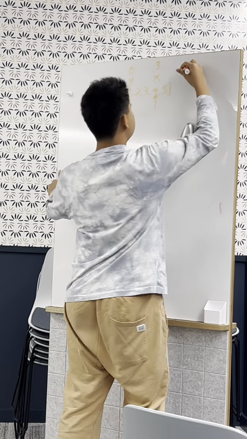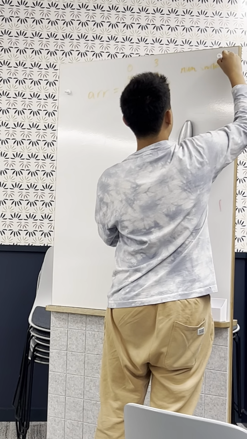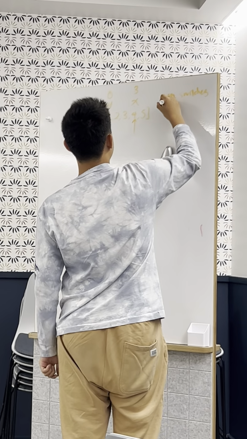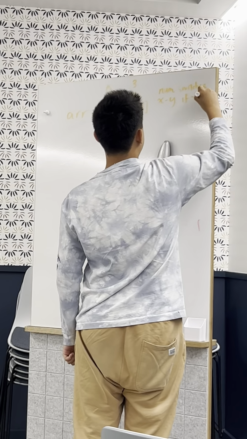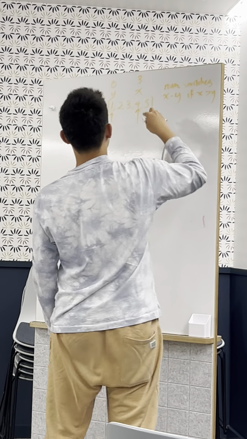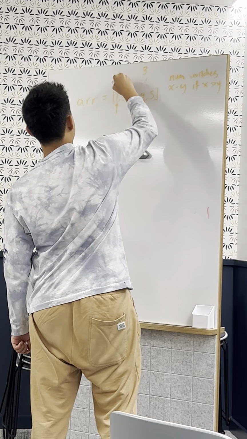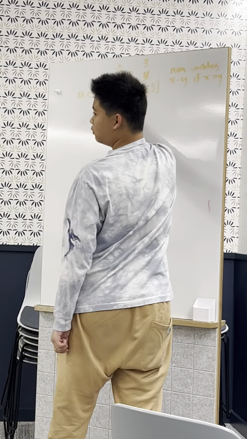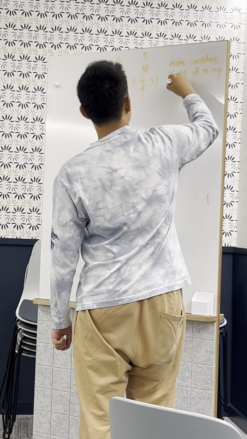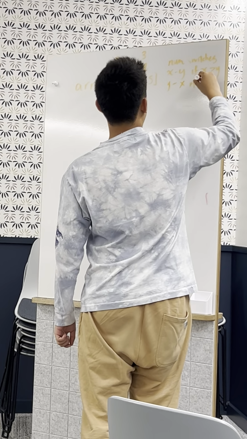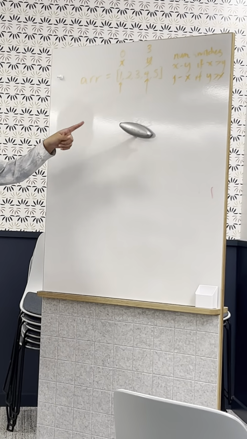So the number of switches, I'm going to say num switches, is always going to be x minus y if x is greater than y. And suppose we switched it. Suppose this was x, and this is y, so we want to bring 1 over to 4. Then it would be y minus x if y is greater than x. So those are your ranges for the for loop.